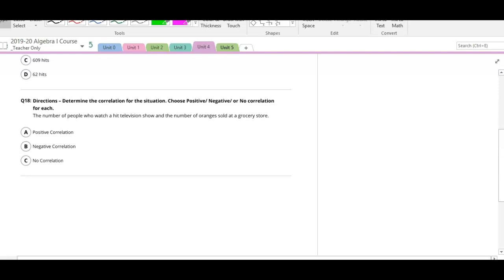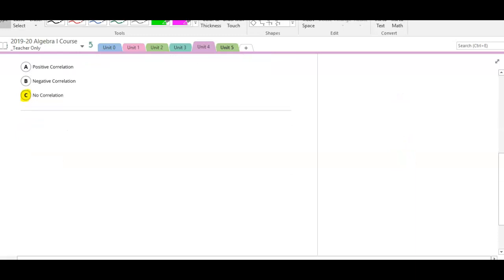Okay, the number of people who watch a television show and the number of oranges sold at a grocery store. Does one affect the other? No, they're not related at all. It's not like if people watch more TV, they're going to run out and buy more oranges. There's no correlation between those two categories.